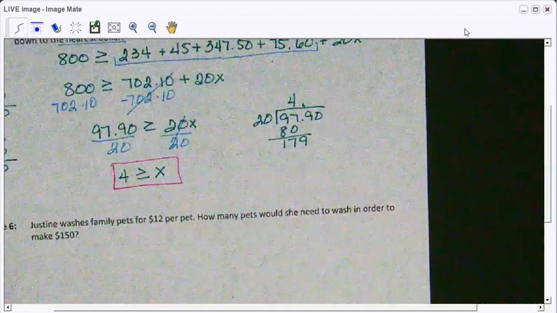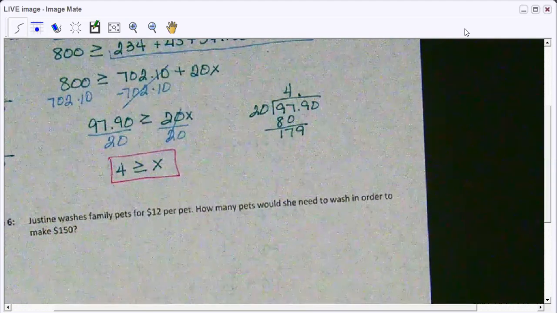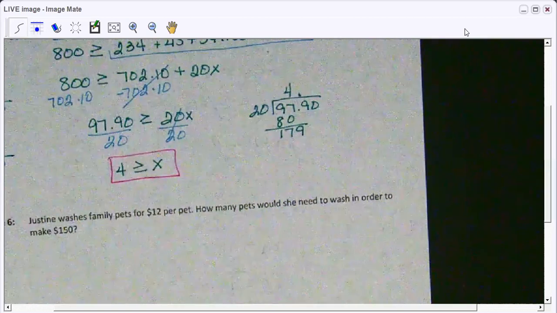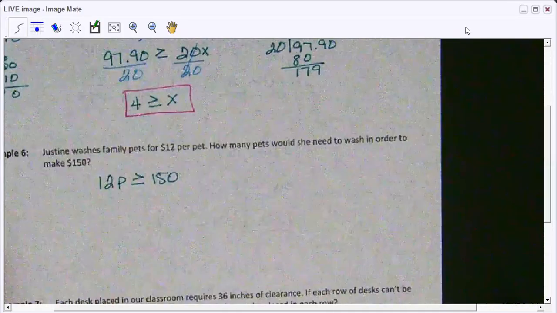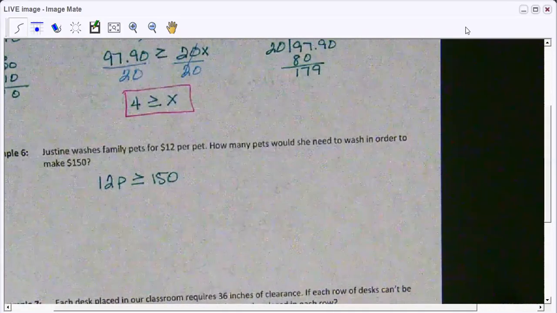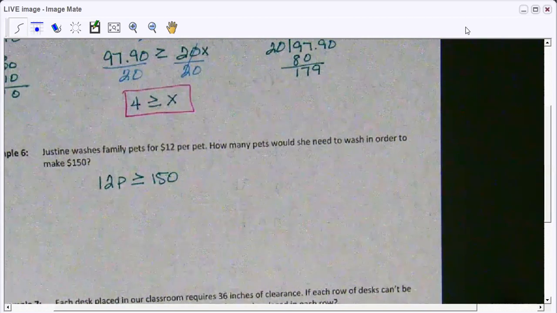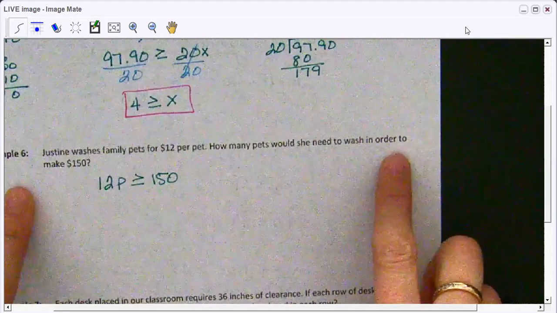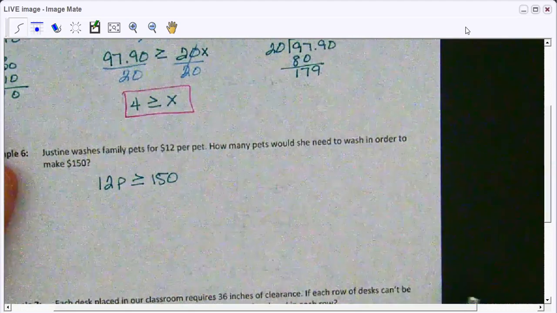Number 6, Justine washes family pets for $12 per pet. How many pets would she need to wash in order to make $150? I'm going to give you a minute to think about this equation or this inequality, and I want you to write it out. All right. So that's what it should look like. And then go ahead and solve and see how many pets she has to wash in order to make at least $150. And I should have put that here in the notes, in order to make at least $150. Okay, so we're going to divide by 12.